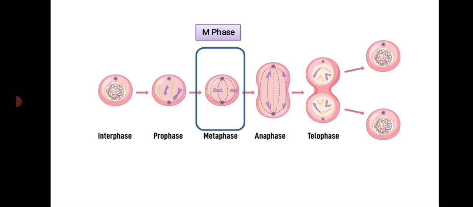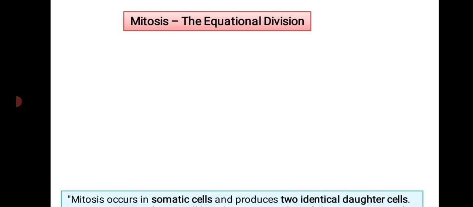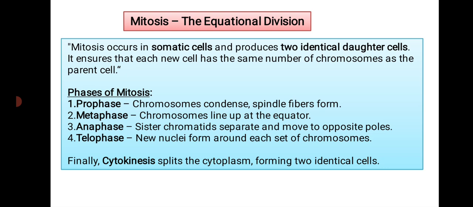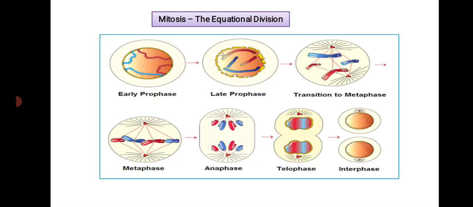In the prophase what happens? These are all the main phases of mitosis. In prophase, the chromosomes condense and the spindle fibers form. Here you can see early prophase, late prophase, the transition to metaphase, then the actual metaphase, anaphase, telophase and the interphase. So in prophase, the chromosomes condense and the spindle fibers are going to form.